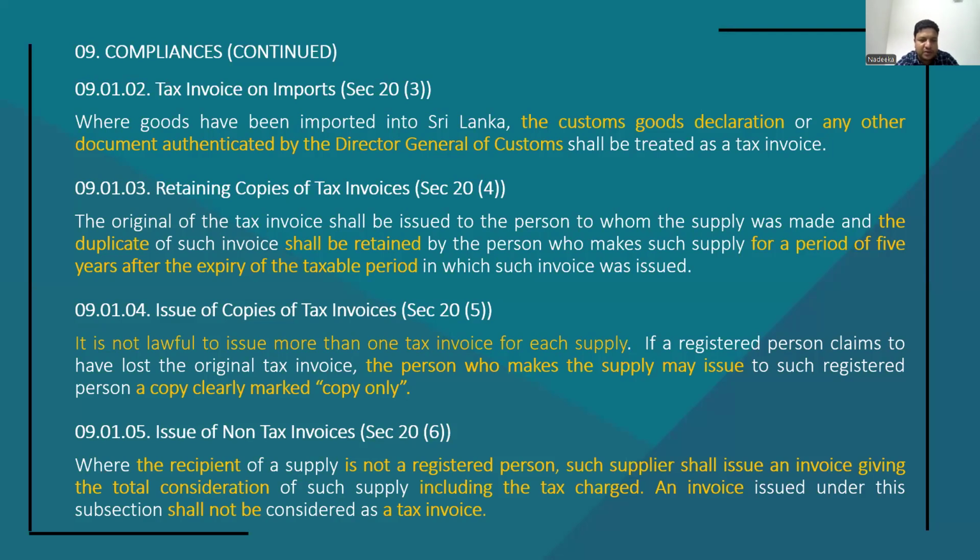Where the recipient of a supply is not a registered person, such supplier shall issue an invoice, giving the total consideration of such supply, including the tax charge. An invoice issued under this subsection shall not be considered as a tax invoice. That particular commercial invoice is not treated as a tax invoice.